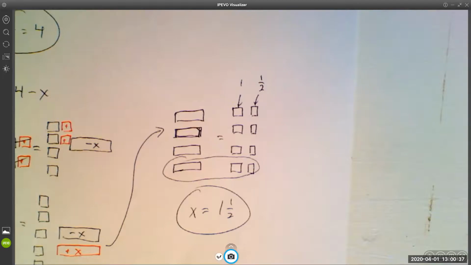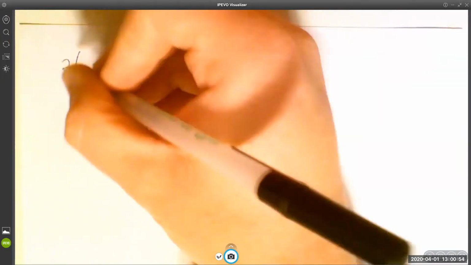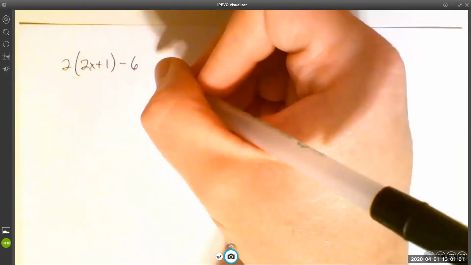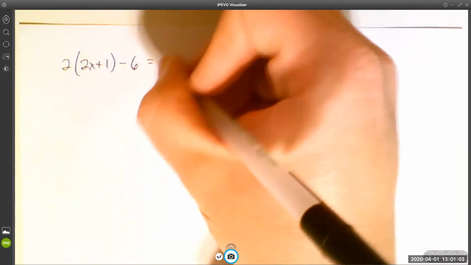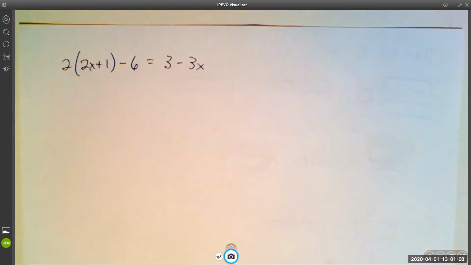Okay, so let me give you one more example of solving a linear equation with algebra tiles. This one I might actually use the physical tiles on. So let's do 2 times (2x plus 1) minus 6 equals 3 minus 3x. Ooh, okay. Give you a second to work on that.